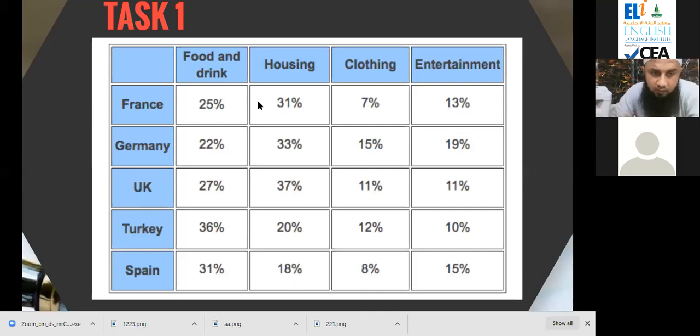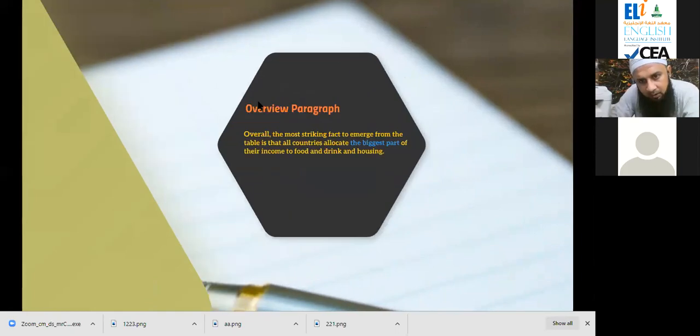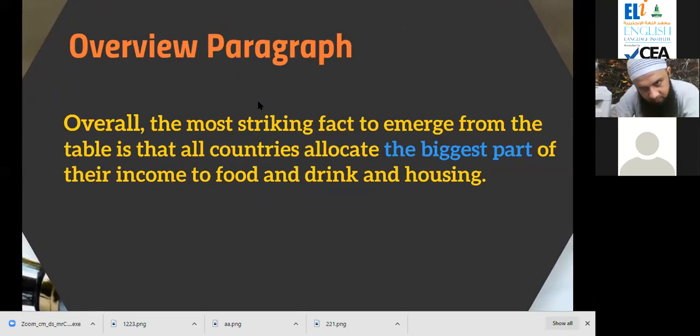This is how you could write the overview. If you want to give everything, you could also add, and the least is clothing, followed by entertainment. You could add it as well in the overview paragraph. If you want a higher band, you should add everything in the overview.